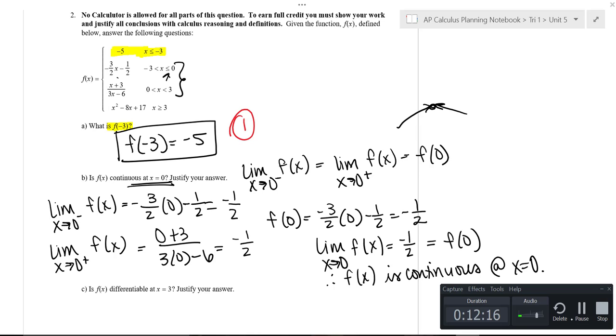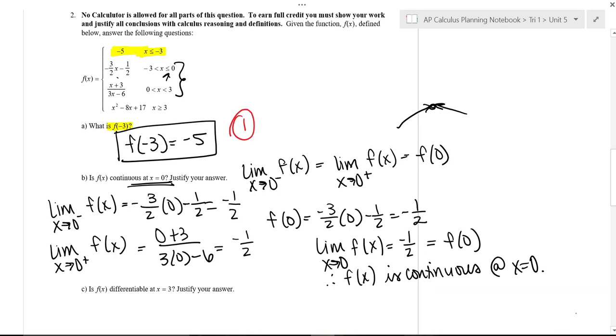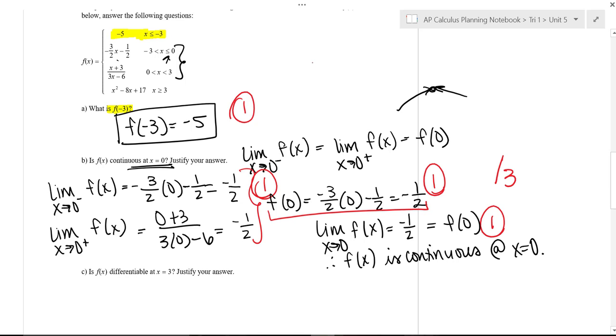So this guy right here had 3 points happening, and how those 3 points were broken up is we needed some sort of notation to show left and right hand sides. We needed to also show that f of 0 was negative 1/2, and then some sort of conclusion about continuity. So some sort of limit notation, right? We need to show that the left and right approach the same value. We need to show f of 0, and then we also had to have some sort of conclusion. So like, yes, it's continuous because they all are the same value. So that guy was at a 1.